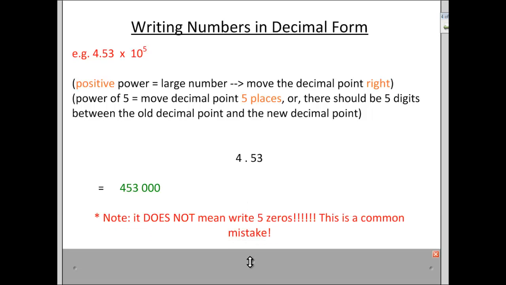Now I just wanted to make a point here that it doesn't mean write 5 zeros on the end. It's probably the most common mistake that people make with scientific notation, is they assume that the power is associated with how many zeros go in the number. So you need to be really careful about that. It's referring to how many places you move the decimal point, or how many digits between the old and new decimal, not how many zeros you write.